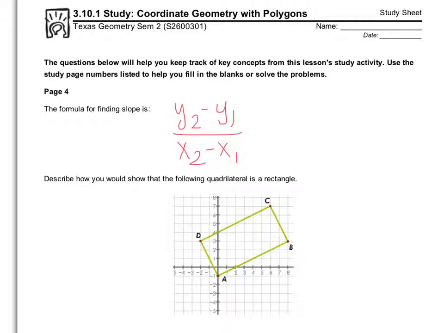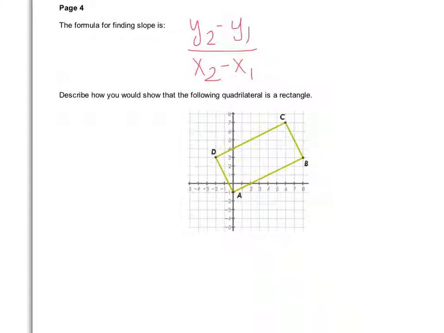If I wanted to know that this was a rectangle, what I would have to do is find the slope of all of these pieces, and I'd have to prove that the slope of this line and this line were the same. I'd have to prove the slope of this line and this line were the same, and then I'd have to prove that their slopes were opposite reciprocals, or they were flipped and switched.